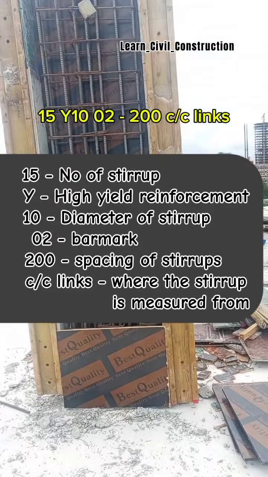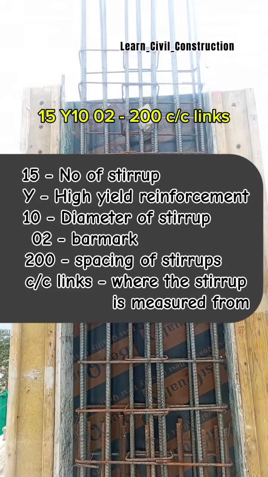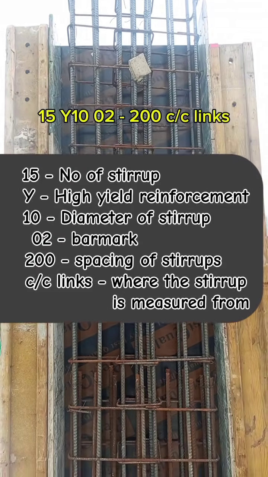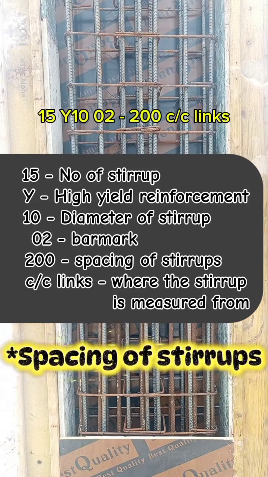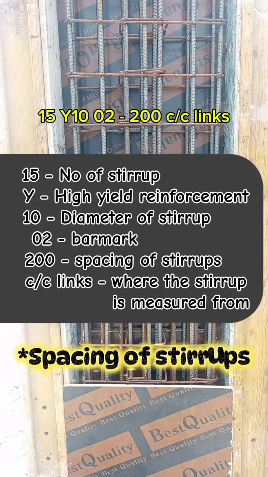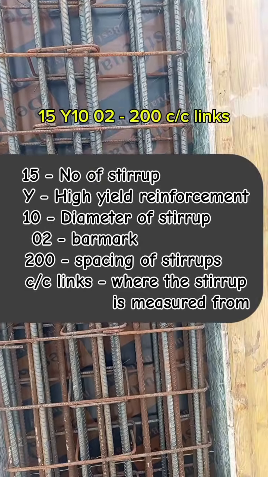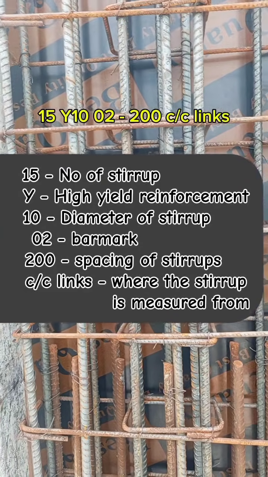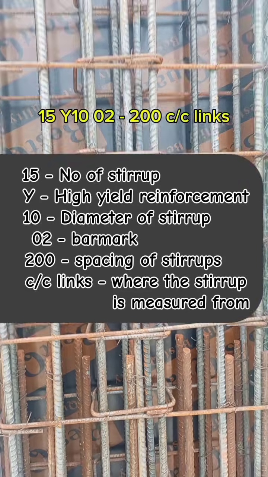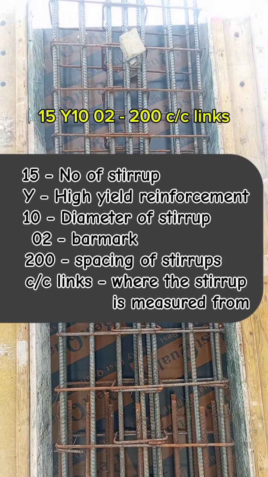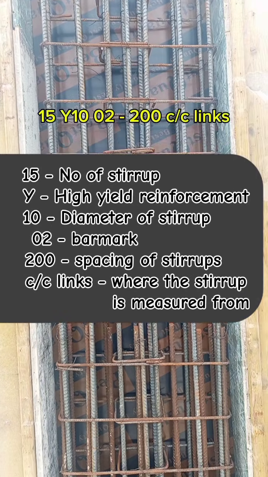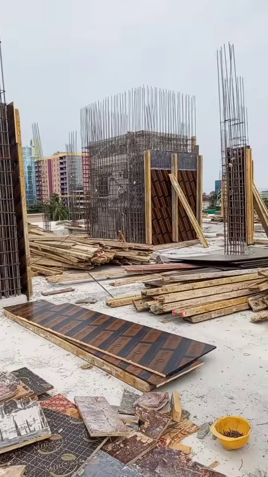So that's the bar mark. The 200 is 200 C to C links. So the 200 means the spacing between each stirrup is what you refer to as this. So the 200 C/C link means that when you measure your stirrup from the center of one to the center of another, you should be getting 200 mm center to center.